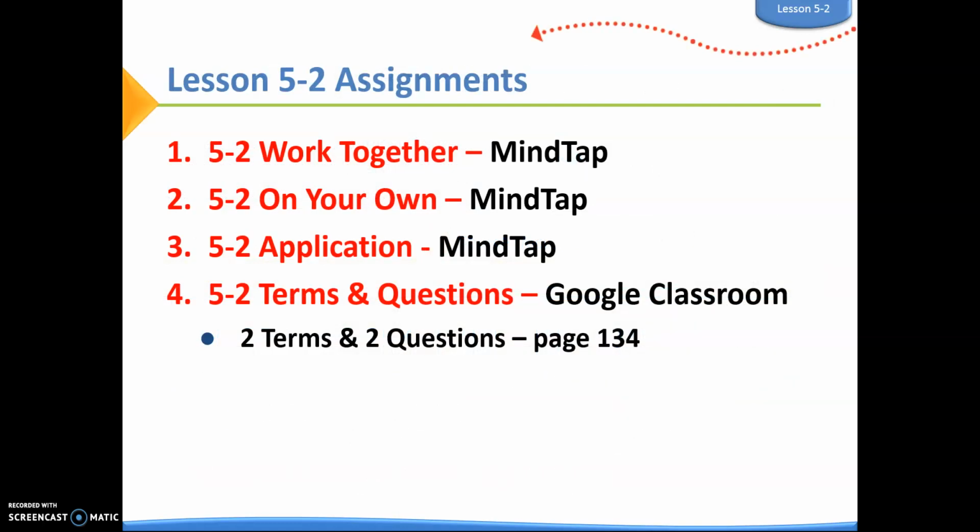So we're going to head over to MindTap. We're going to do our 5-2 work together, where we'll do a reconciliation and then we'll journalize the payment of a service charge.